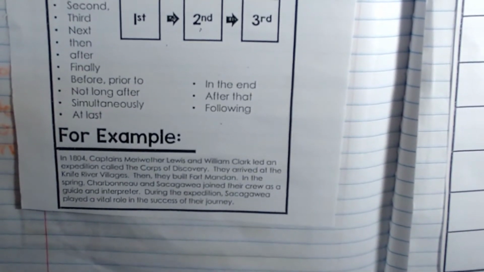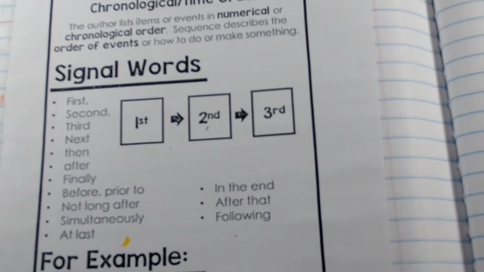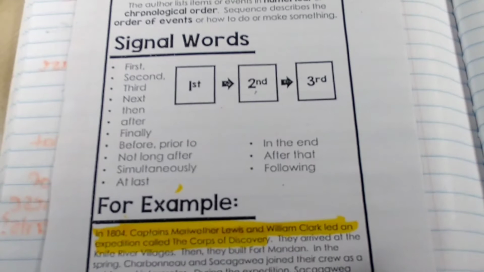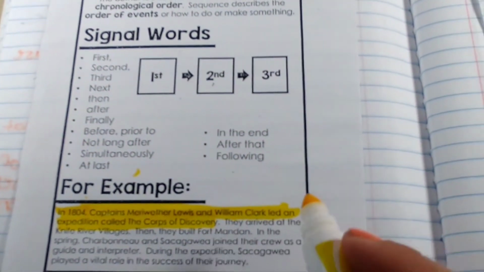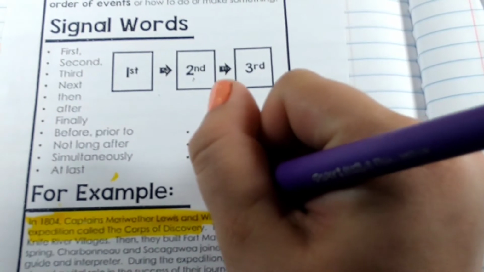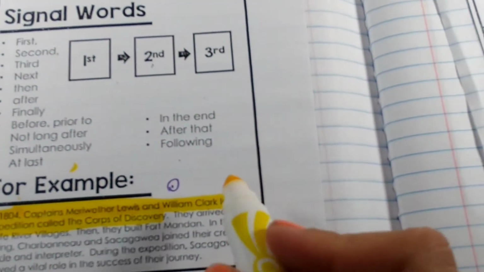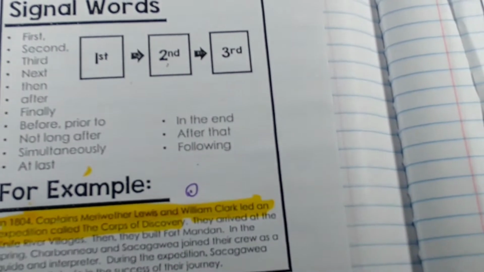So as I am reading, I am taking note of any important events. As I read, I highlighted. Now I'm going to highlight that they had an expedition. They left on the expedition as the first thing that happened. They arrived. That's the second thing that happened. They built. That's the third thing that happened. In the spring, so that's later, Sacagawea joined. That's the fourth thing that happened. So there's four things that happened.